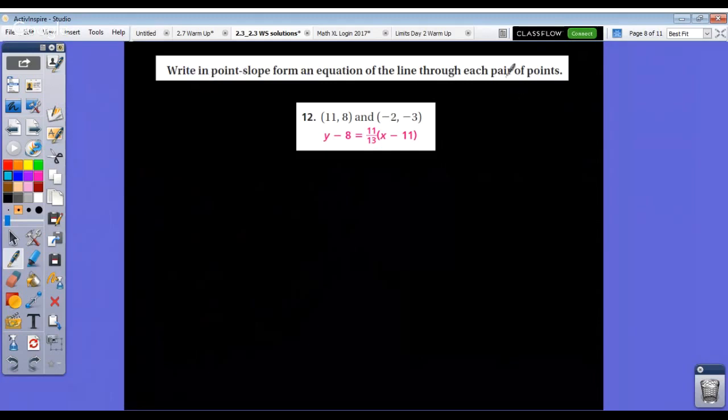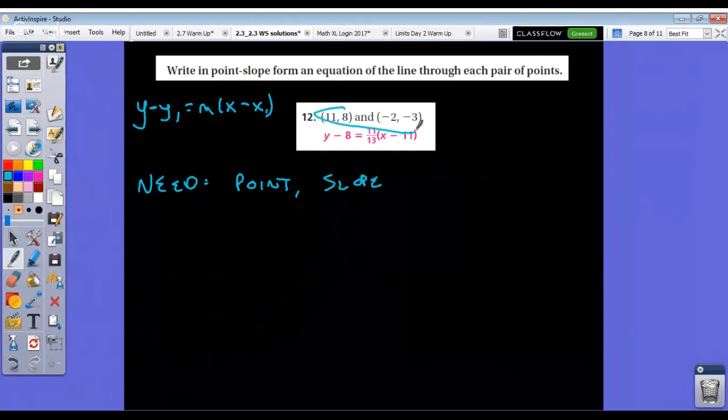This time we're going to write in point-slope form, which is again y minus y1 equals m times x minus x1, given 2 points. If you look back in our notes, in point-slope form, there are two things that we need. We need a point, and we need the slope. It gives us points, so the point we have. What we don't know is the slope. So the slope is what we need to find.